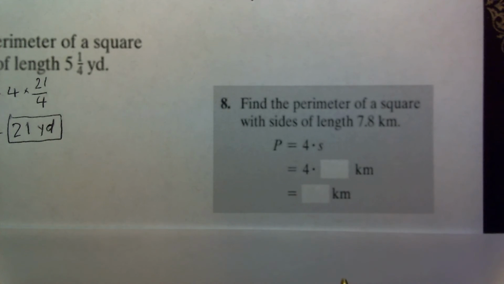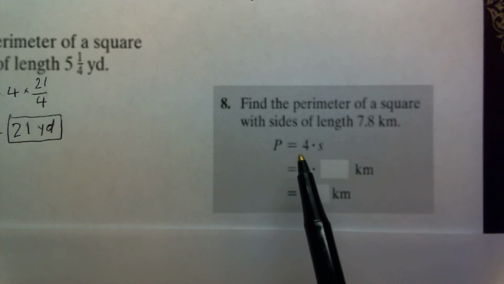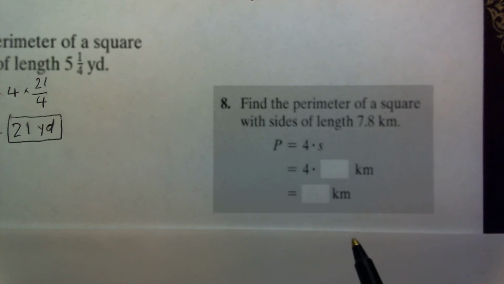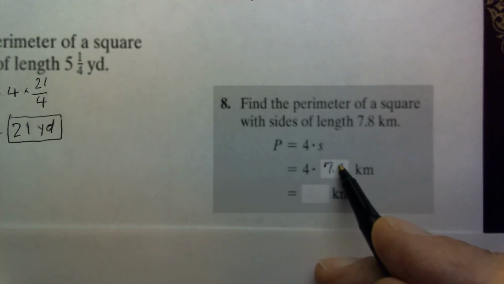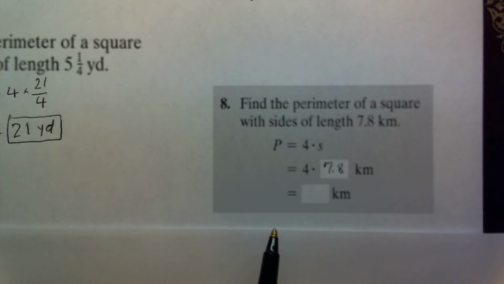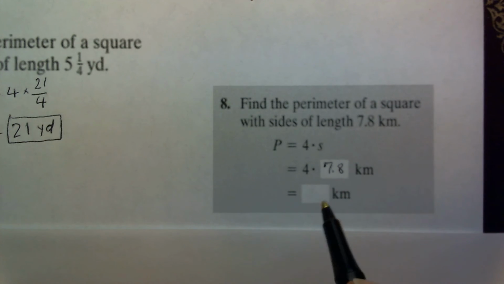In the guided solution, problem number 8, find the perimeter of a square with sides of length 7.8 kilometers. That'll be 4 times 7.8 kilometers, and 4 times 7.8 is 31.2 kilometers.